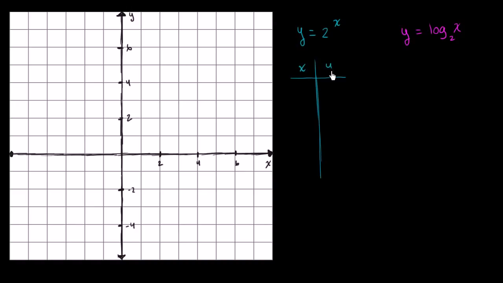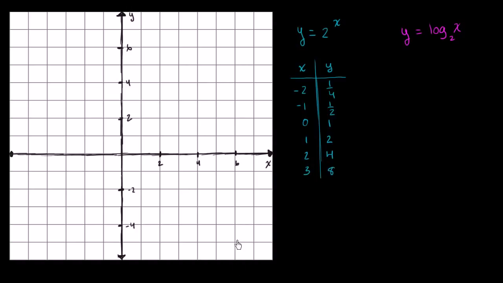So x and y, we could start with -2, -1, 0, 1, 2, 3. So in each case, y is going to be 2 raised to this power. So 2 to the -2 power is going to be 1/4. 2 to the -1 power is 1/2. 2 to the 0 power is 1. 2 to the first power is 2. 2 to the second power is 4. 2 to the third power is 8.